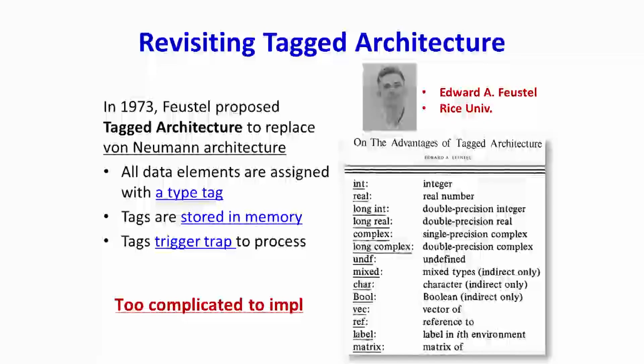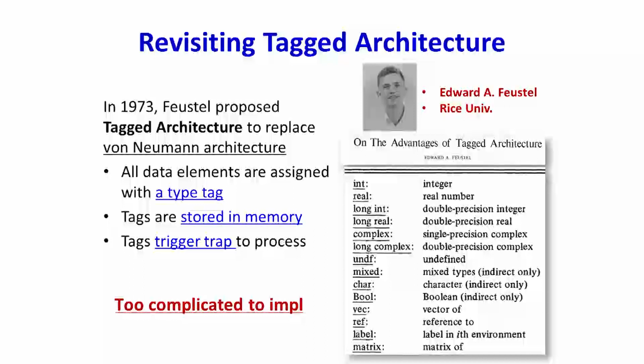We call it LvNA. Actually, labeling is not new. If we look back about 40 years ago, there was a tagged architecture that tried to replace the von Neumann architecture. There were three principles. One is that all data elements are assigned a type tag.